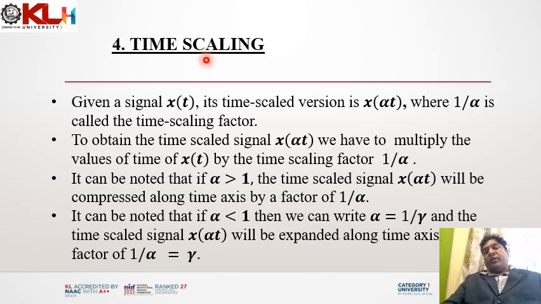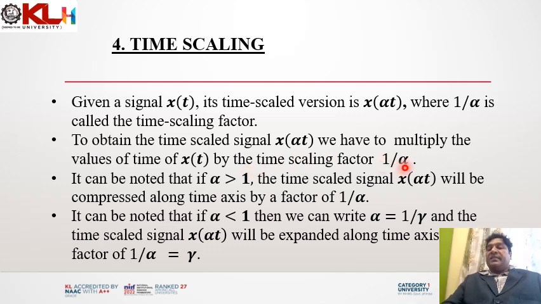Now the final operation is time scaling. The time scaled version is represented by x of alpha t or x of at, and the factor 1 by alpha is called time scaling factor. Now to obtain the time scaled signal x of alpha t, we have to multiply the time values of x of t by the scaling factor 1 by alpha.